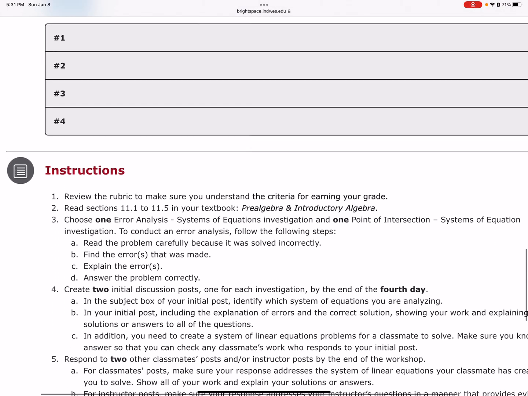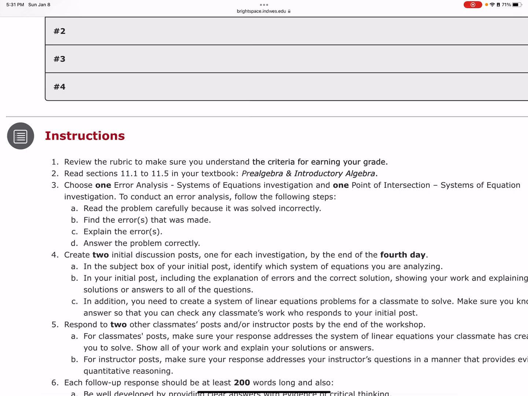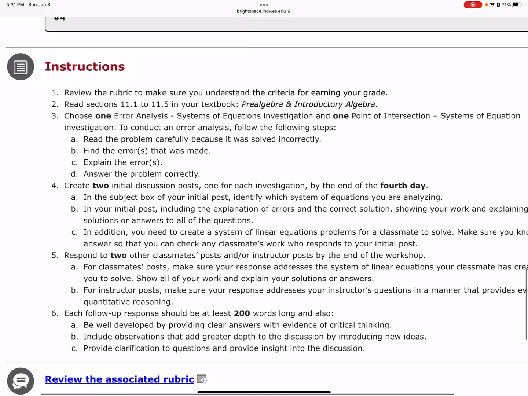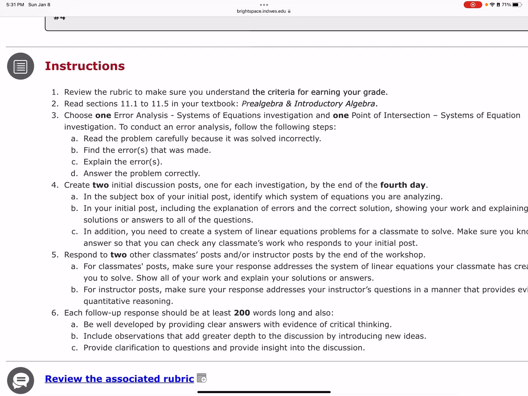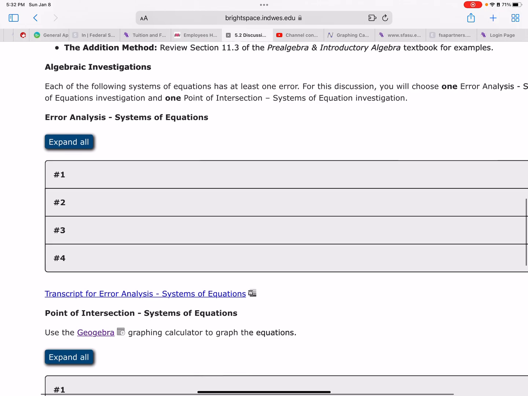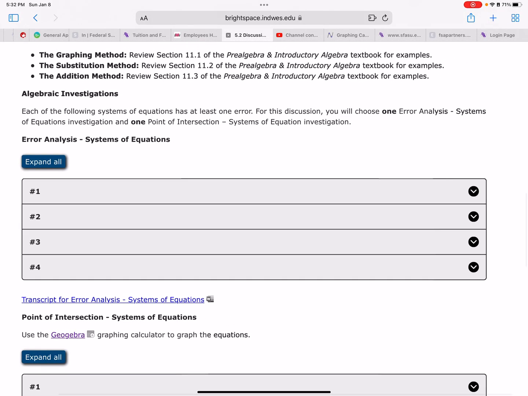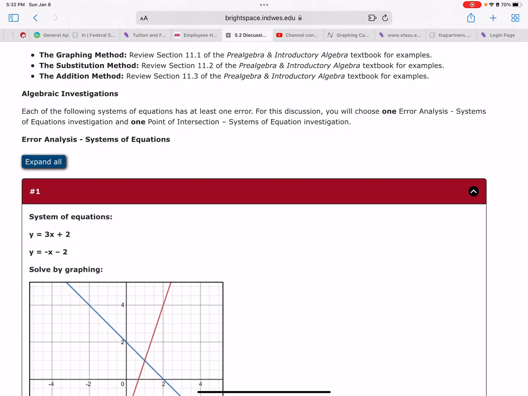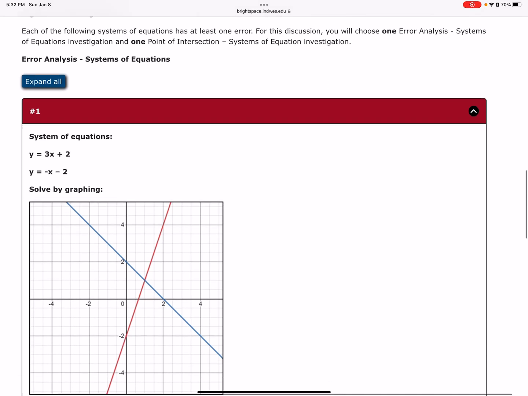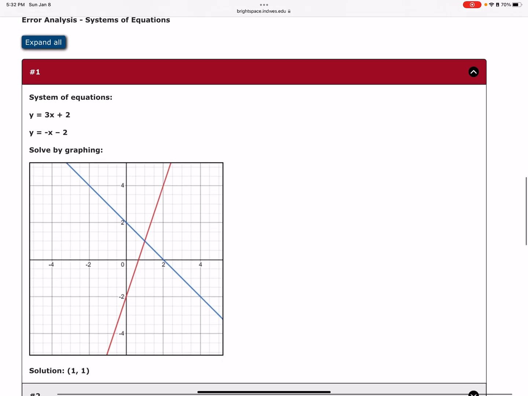It tells you what to do specifically: do one, and then 2 initial discussion posts, 2 separate ones, and then you're going to respond to 2 other classmates, and you're going to do a follow-up post. Make sure you get 200 words in those responses, because there's no reason to lose points. These are easy points to get. Don't lose those points. Okay, so for the first one, I'm just going to do the top one for you, just so you can get an idea of what you're supposed to do.